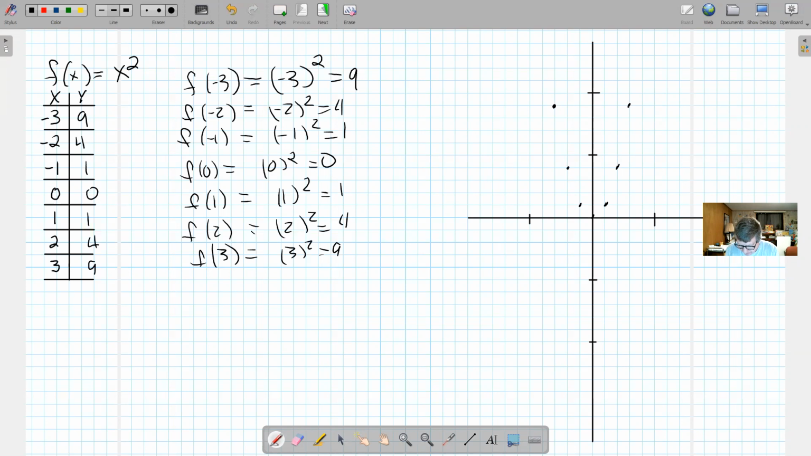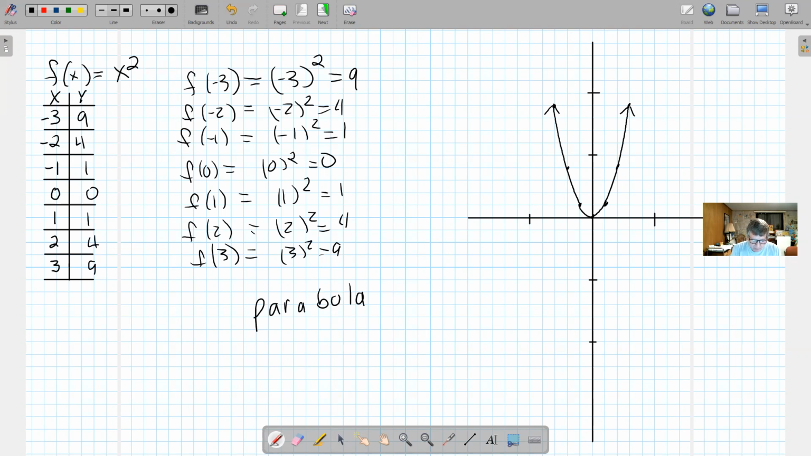Now, it doesn't look like it's a straight line, does it? And graph this. What we get is called a parabola. Okay, and it's not a linear equation, it's a second degree equation.